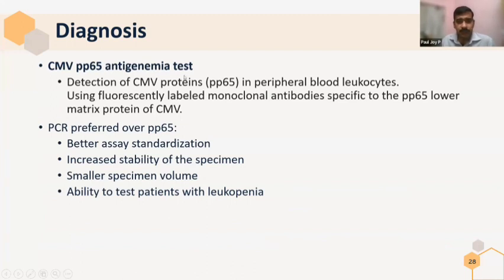The CMV pp65 antigenemia test was used previously for detection of CMV infection, where fluorescent labeled monoclonal antibodies specific to pp65 antigen protein of CMV were used to identify CMV infected leukocytes. But now PCR is preferred over pp65 because of better assay standardization, increased stability of the specimen, smaller specimen volume, and ability to test patients with leukopenia.